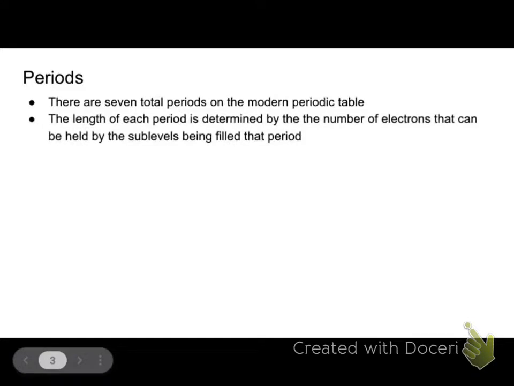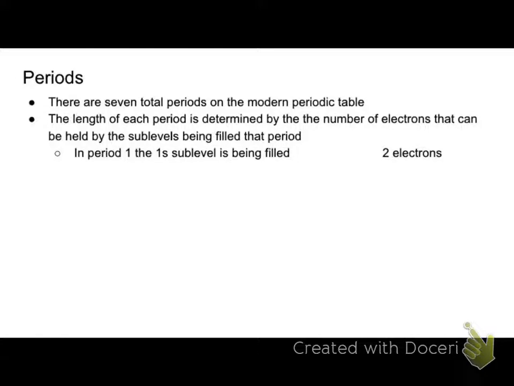The length of each period is determined by the number of electrons that can be held by the sublevels being filled in that period. Let me explain what that means. In period 1, this period right here that has hydrogen and helium in it, we are filling the 1s sublevel. So we're in the first energy level and we're filling the s orbital. How many electrons can the s orbital hold? 2. Which is why that period is only 2 elements long. Hydrogen and helium. That's it for that row, right?